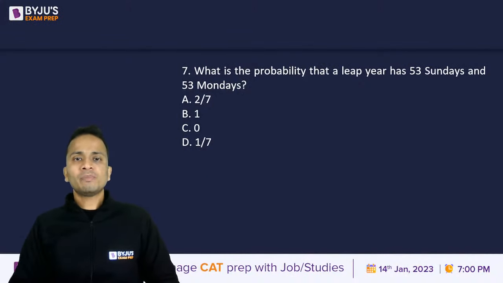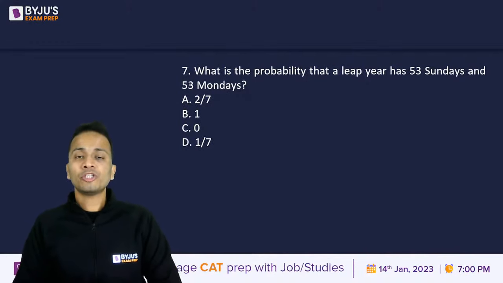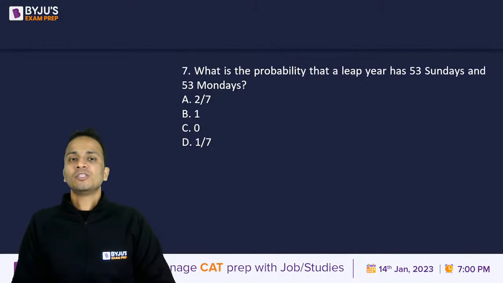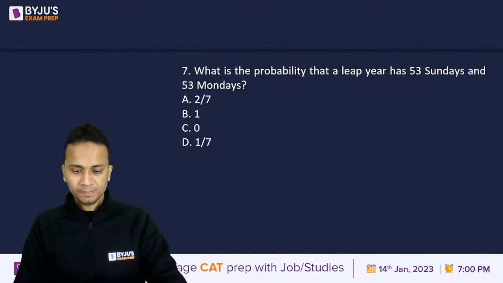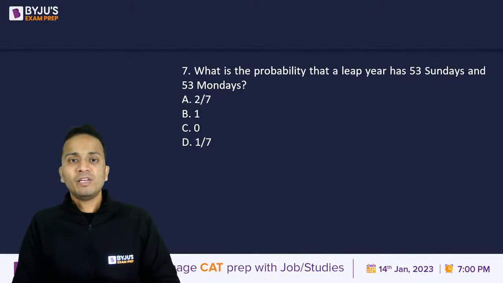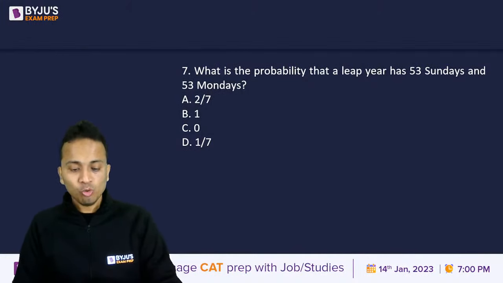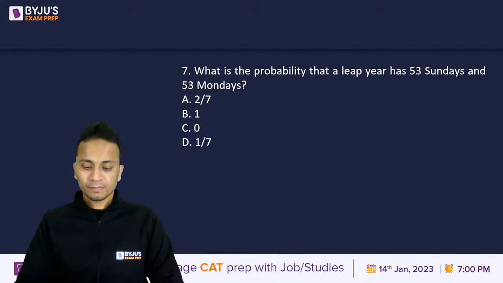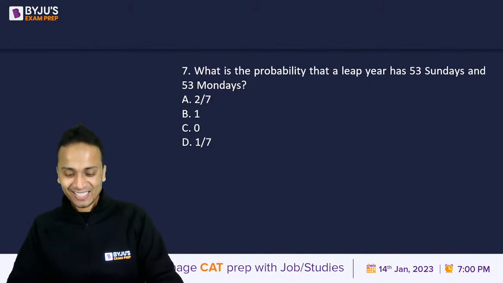Okay? Next question, question number 7. What is the probability that a leap year has 53 Sundays and 53 Mondays? Oh, a question of probability based on calendars. Is the probability 1? That means every time there will be 53 Sundays and 53 Mondays, or the probability is 0, or it can be 2/7 or 1/7. Let's see who will give me a correct answer for this one. All right, Ayushi says 2/7. Everyone gave 2/7. Nice, good. Okay, let's check.